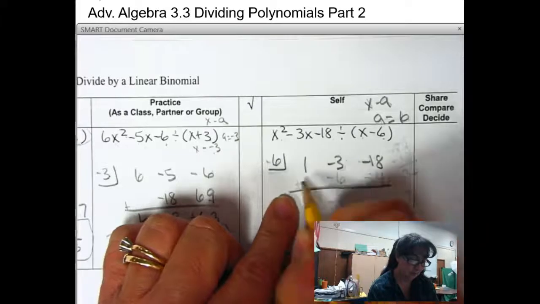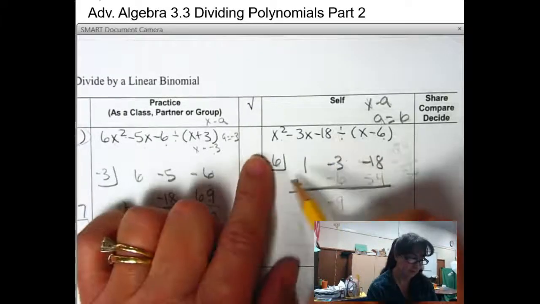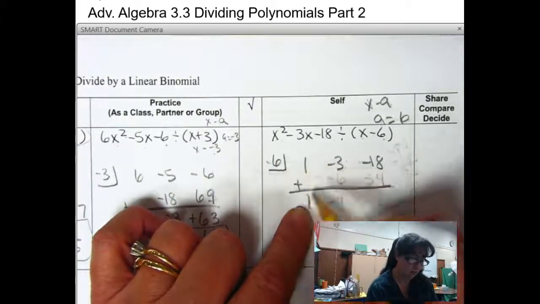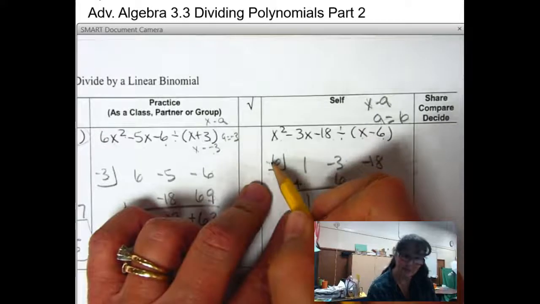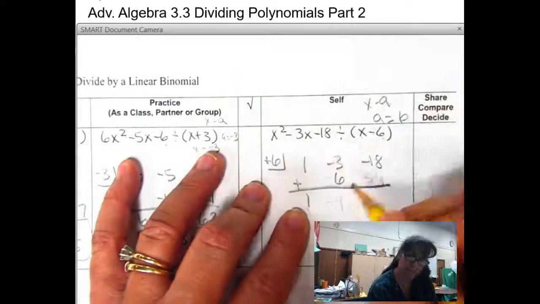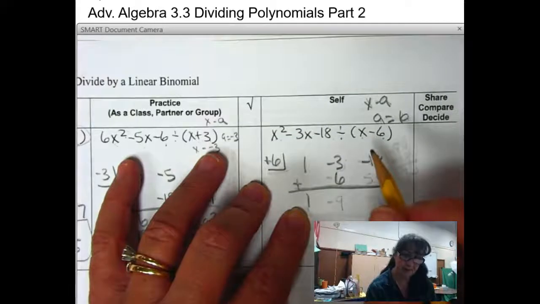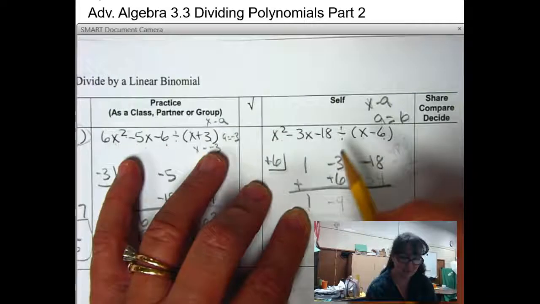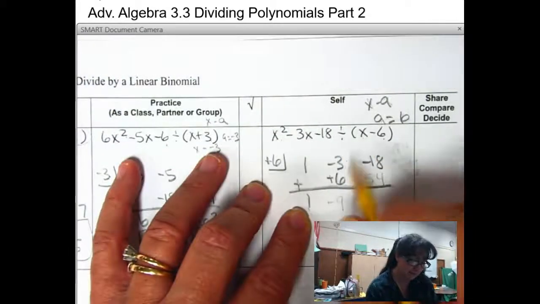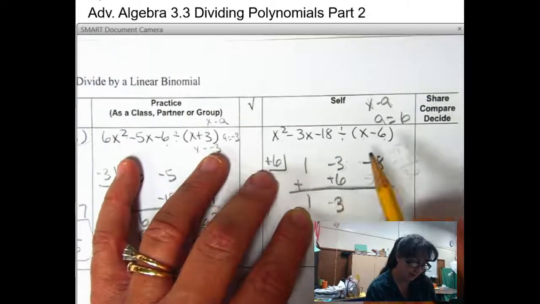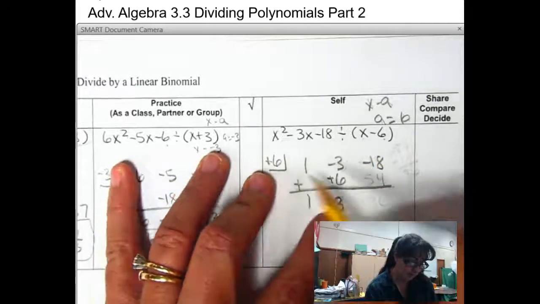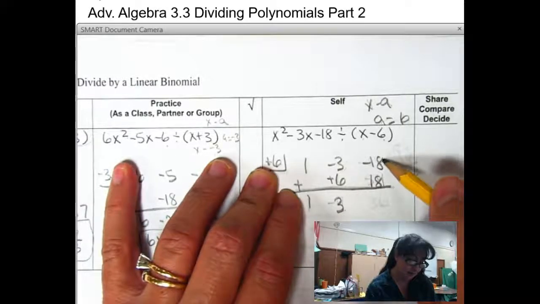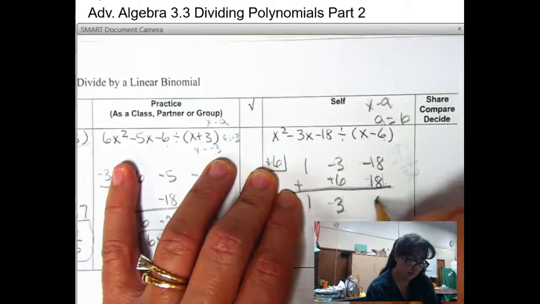Okay, I'm going to draw my line, and remember that I'm adding here. So I'm going to bring the first one down, straight down, and then I'm going to multiply. 1 times 6 is 6. I'm going to put a plus sign there so we don't get confused, because we can see that minus underneath. So negative 3 plus 6 is going to be positive 3. And then 3 times 6 is 18. So we're going to add those together. We have a negative 18 and a positive 18, which is going to give us 0.